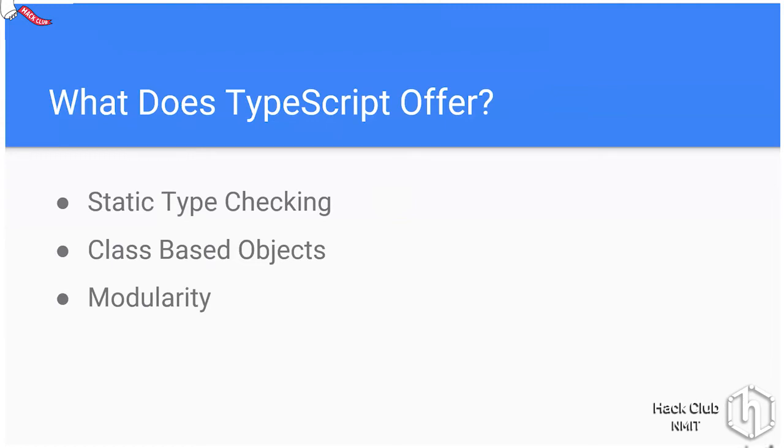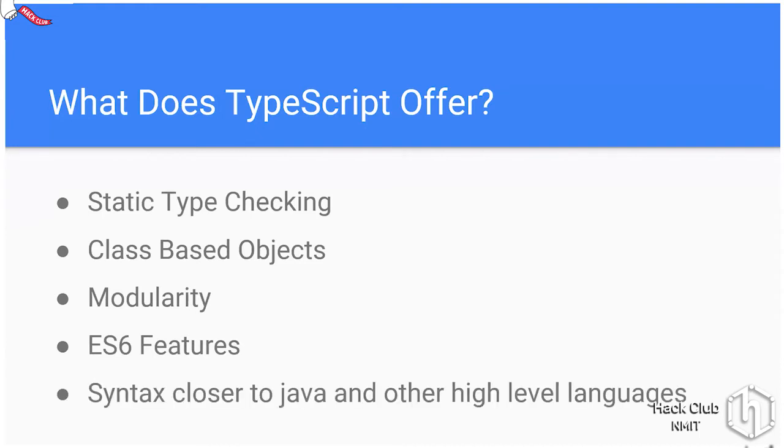Now modularity. TypeScript also makes JavaScript more modular, so we can do things like import other files and other modules and components. And as I told you, we get all the ES6 features like arrow functions, and we can also use let and const for declaring variables, things like that. Also, the syntax is closer to Java and other high-level languages. So it's almost similar to any of your high-level languages like Java and Scala, etc.